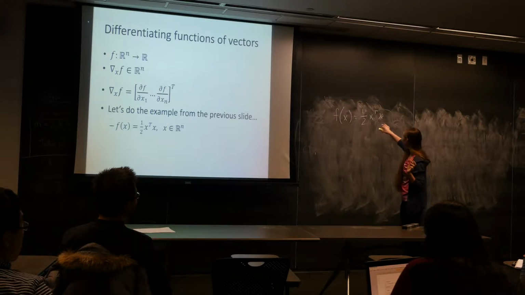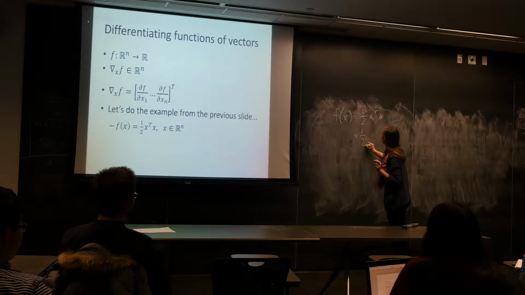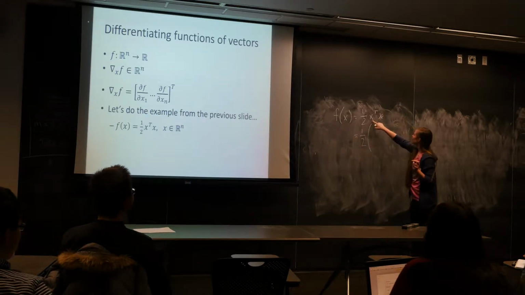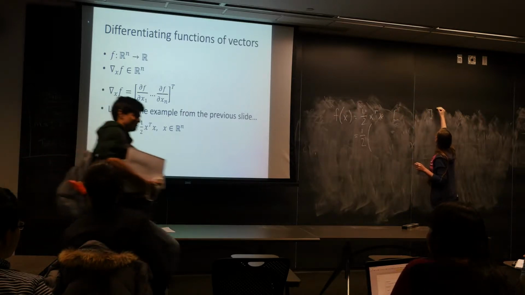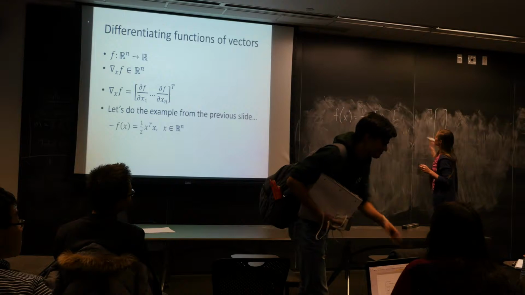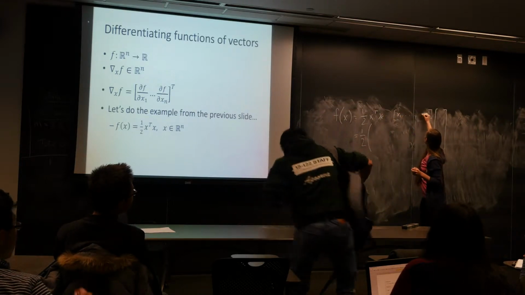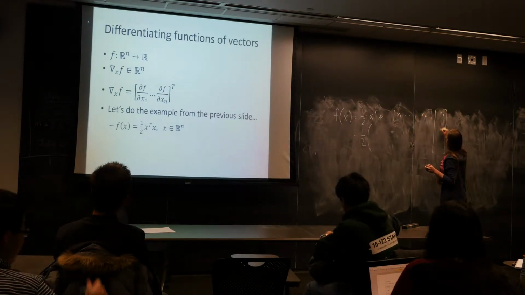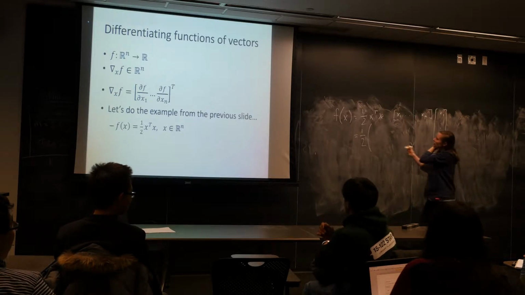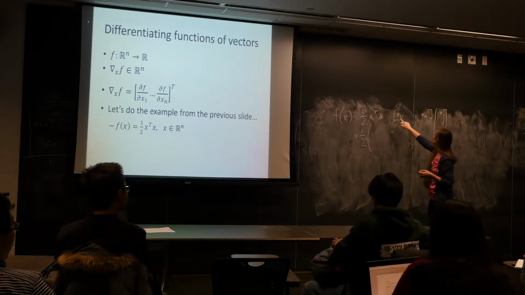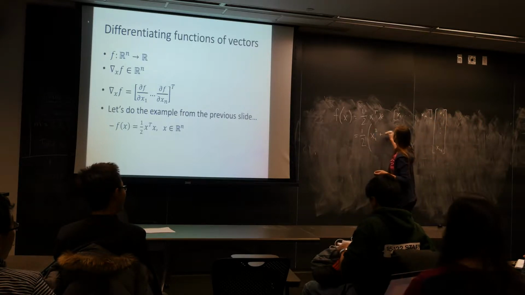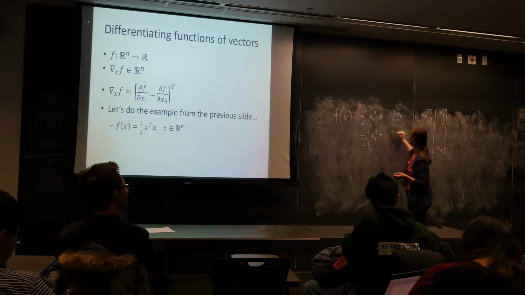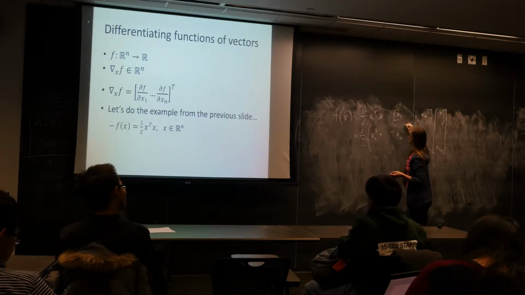If you were to write this out element-wise, you're going to have this 1/2 in front of everything. Say this is x transpose and this is x, they're both n-dimensional, so you have x1 through xn, and x1 through xn. For x transpose x, you multiply x1 by x1, so you get x1 squared plus x2 squared, all the way through xn squared.